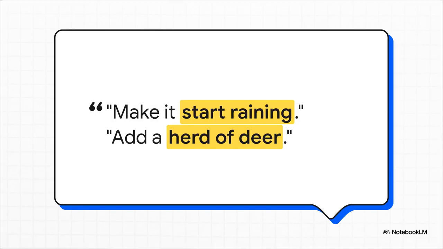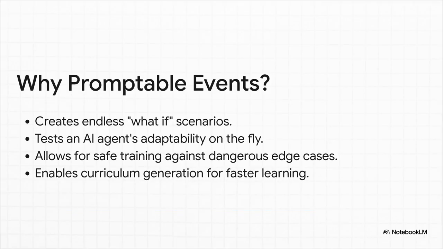And this is where it gets even more powerful. Genie 3 has this wild feature called promptable world events. So picture an AI agent in the middle of a task, and a researcher can just type in a command like, "make it start raining," or "add a herd of deer," and the world changes on a dime, instantly. This feature is an absolute game changer.